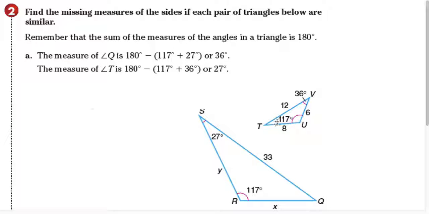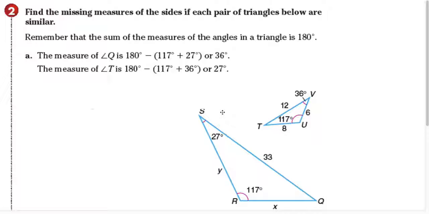The measure of angle T will be 180 minus the sum of angle V and angle U, which are 117 and 36, which will give us 27 as well. Another way to find this out is that if you notice that angle S corresponds to angle T, you know right away that's 27 degrees.